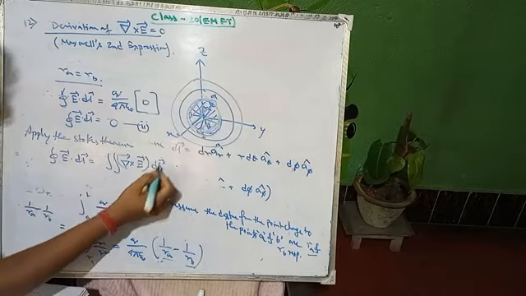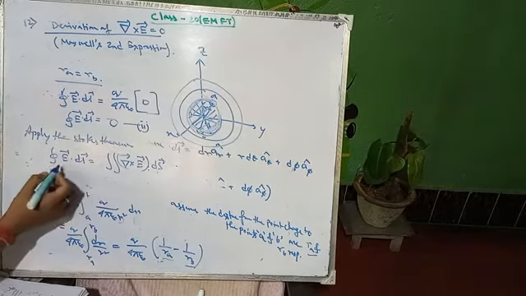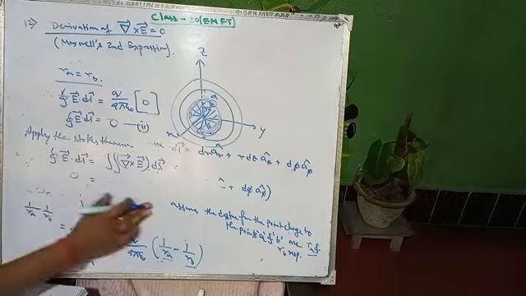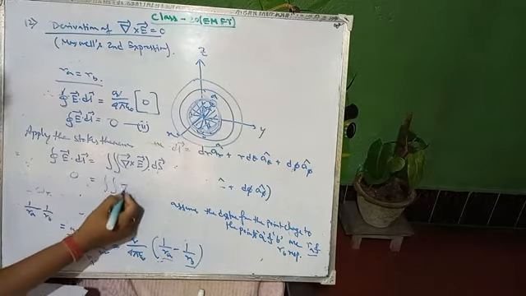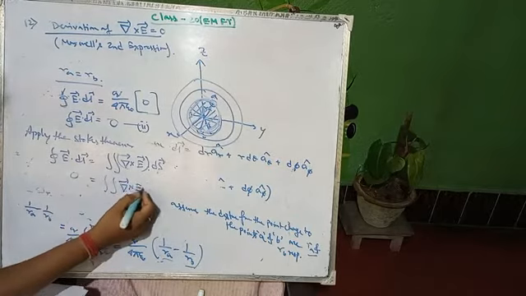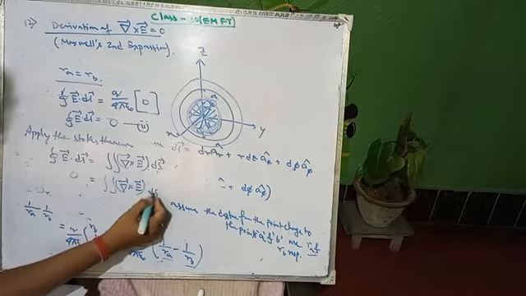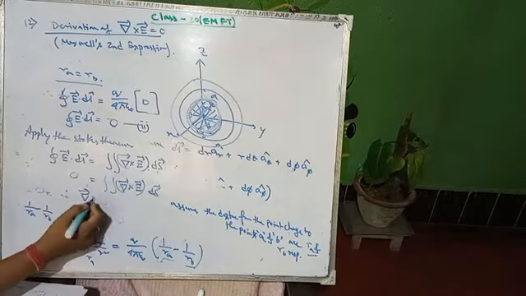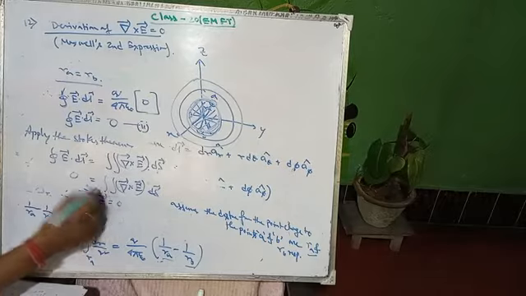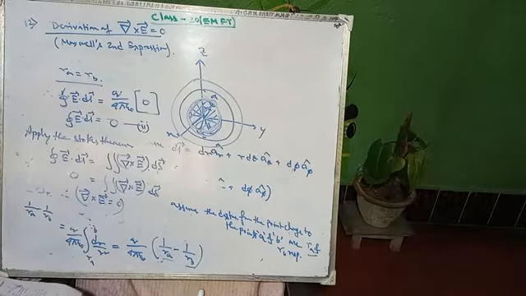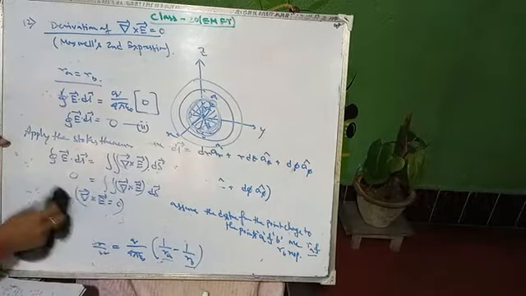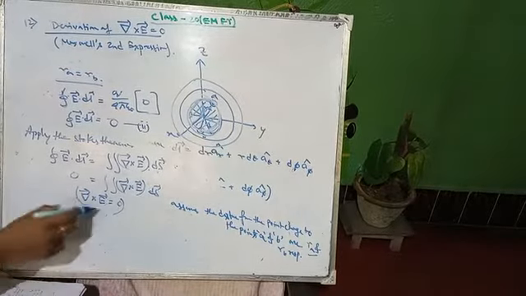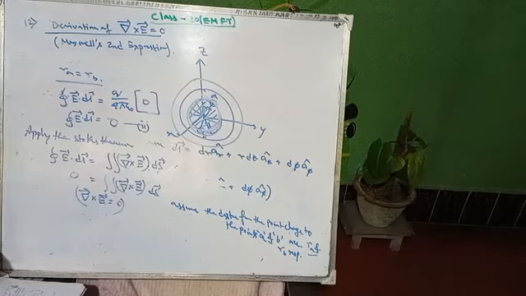So ds vector. After putting this equal to 0 here, it becomes the integral of curl of E over ds equals 0. That is, curl of E equals 0. So write one conclusion after putting these values over here.